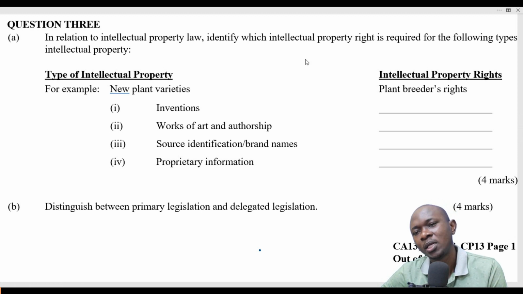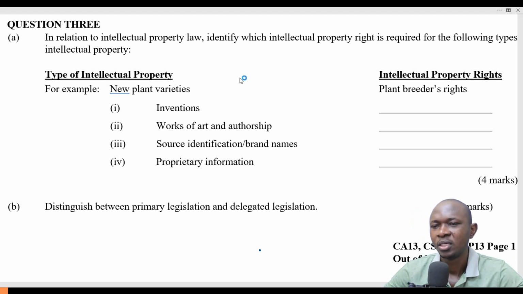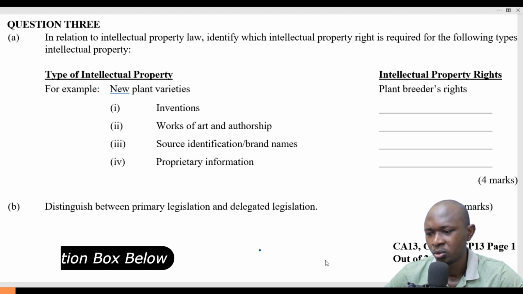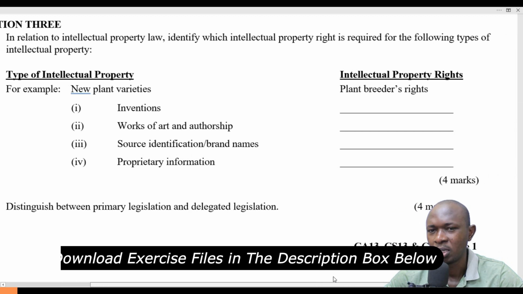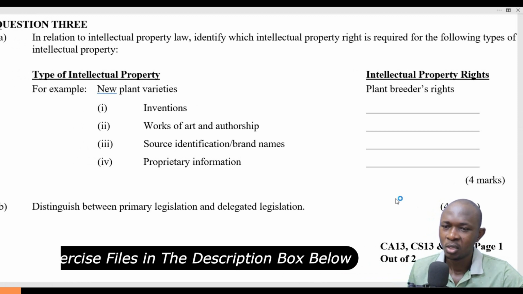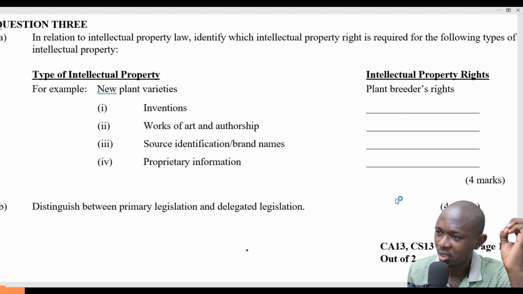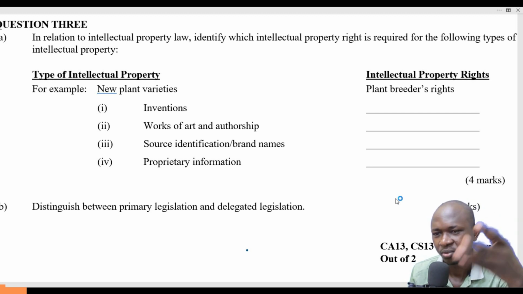In relation to intellectual property law, identify which intellectual property right is required for the following types of intellectual property. So the types of intellectual property, for example, new plant varieties, the intellectual property rights are plant breeders' rights.